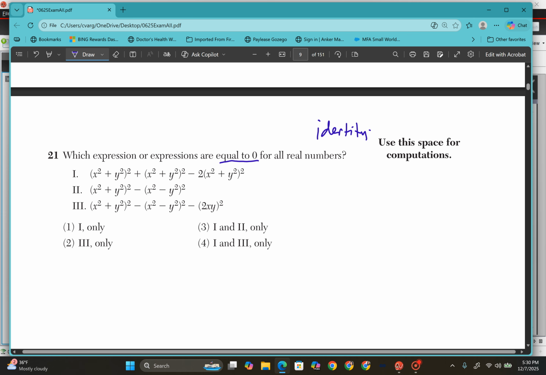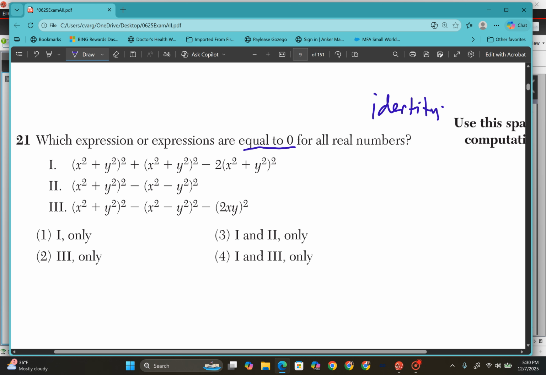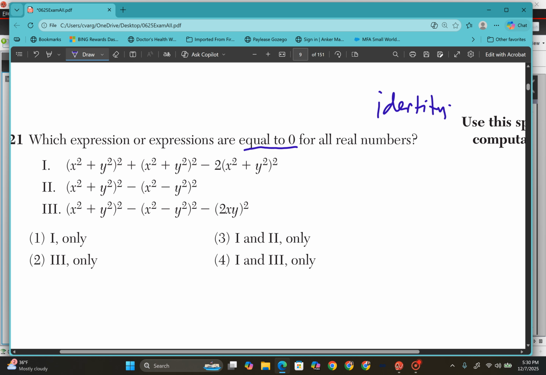You could also do this algebraically and see which one is true. It says which of these expressions are all equal to 0 for all real numbers. If you're doing this in the calculator, you can store a number for x, store a number for y, plug this whole thing in, and see which one gives you 0. So the correct answer that does work is 1 and 3.